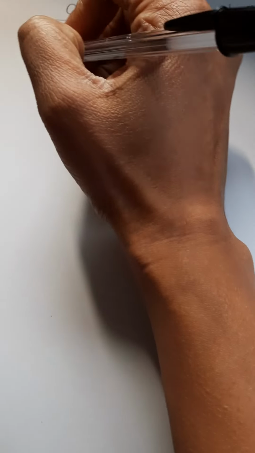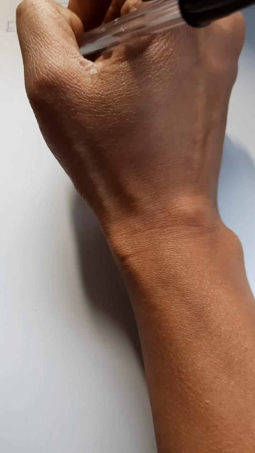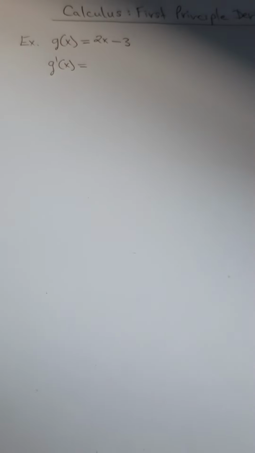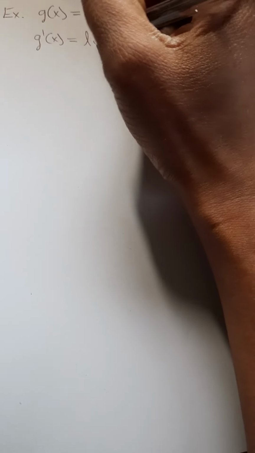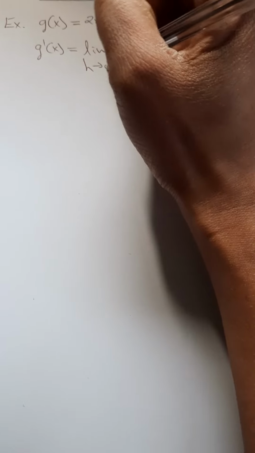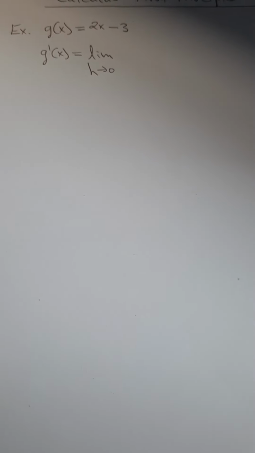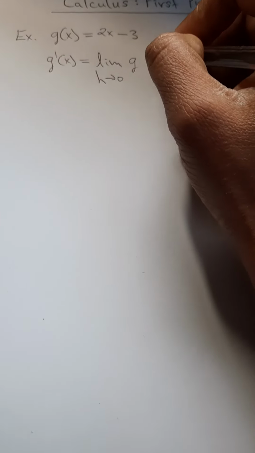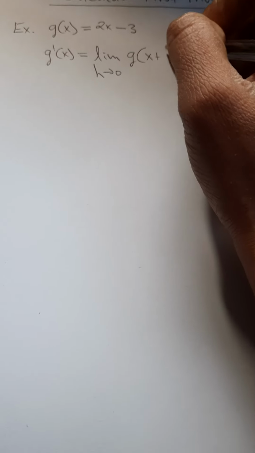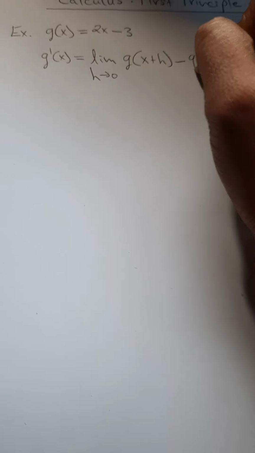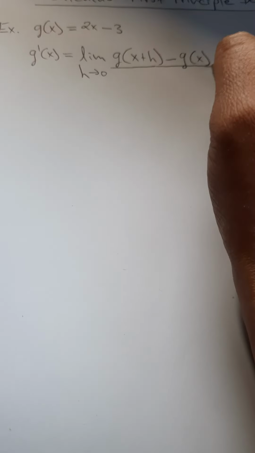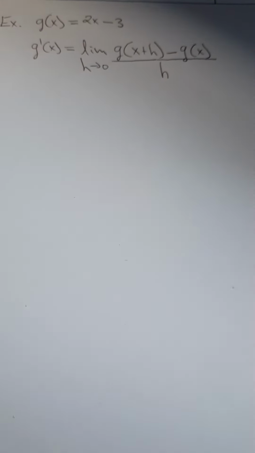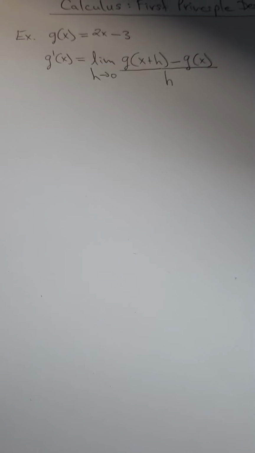So say this is g of x. We're looking for the g prime of x. And when you write g prime of x, that means you're basically finding the slope. So the limit as h is approaching 0. And what we're using is the g of x. So we're going to put g of x plus h minus the g of x. And then the whole thing is going to be over h. So just like this.